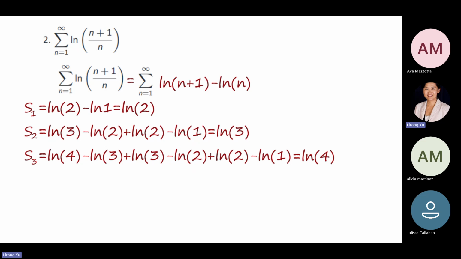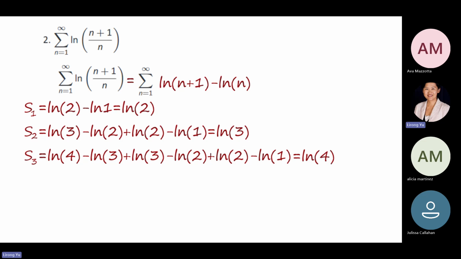I did S of 1. That's when you have only one term, n equal to 1. So when n equals 1, it's natural log of 1 plus 1 minus natural log of 1. So we have natural log of 2 minus natural log of 1. Natural log of 1 equals 0. So that's just natural log of 2.